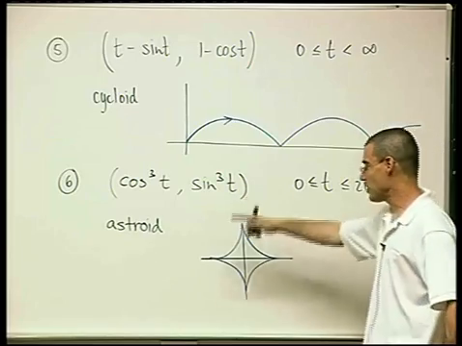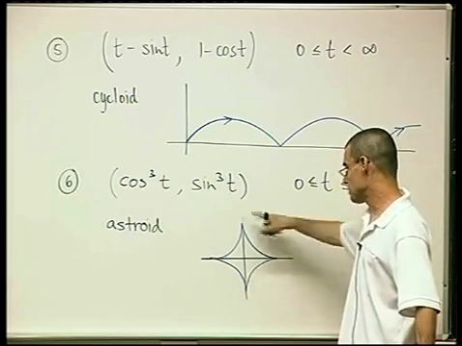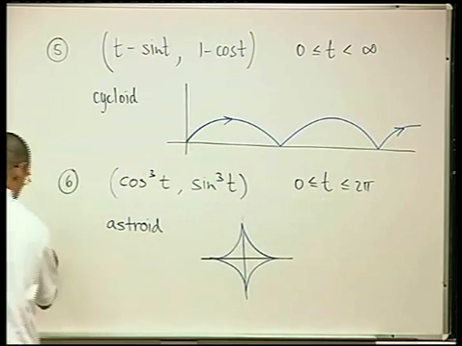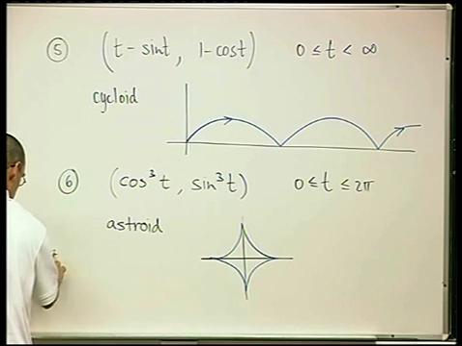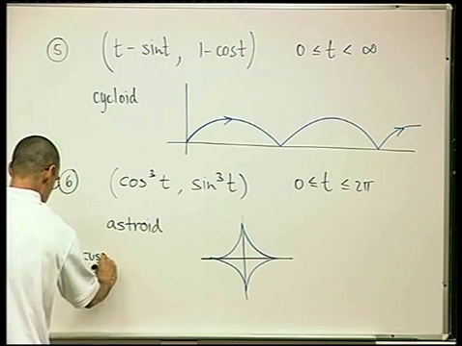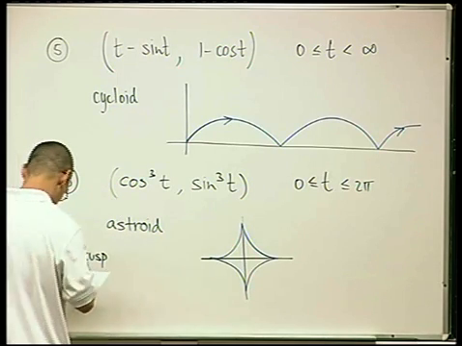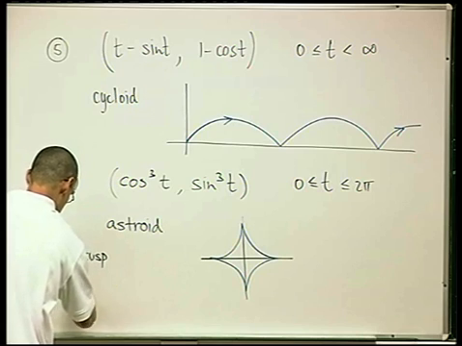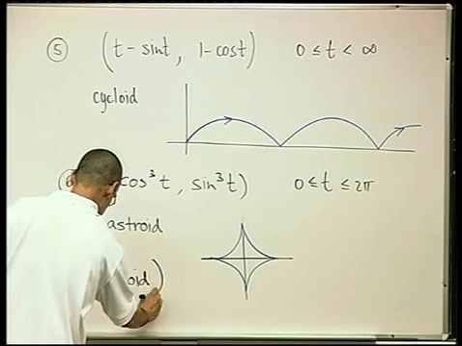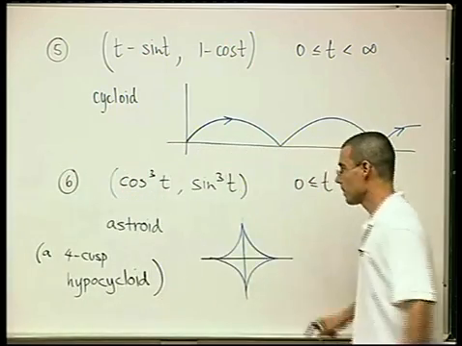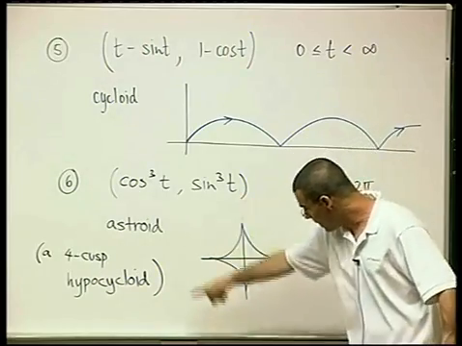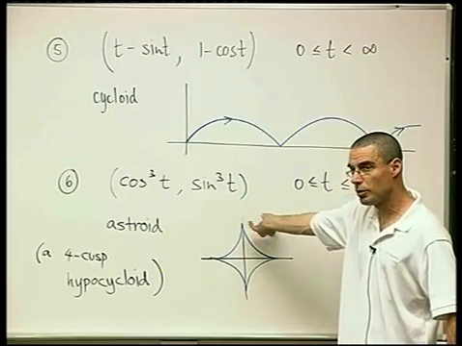And in fact, you can have stars with cusps like this with any number of cusps. And so this is a specific instance, a 4 cusp. And the general name for things like this, it's called a hypocycloid. And the specific one is called an asteroid. The way you get these is you take a big circle and have a little circle run inside it.